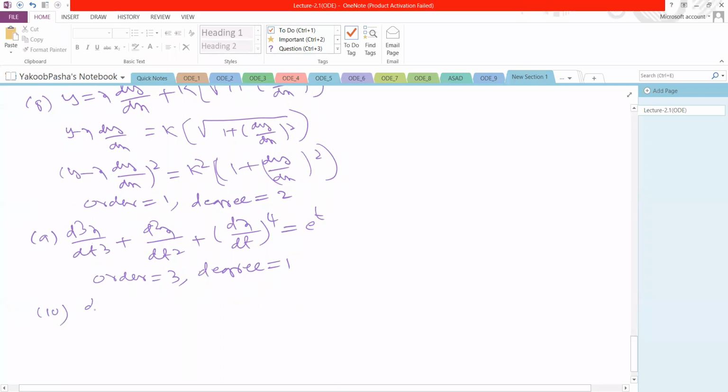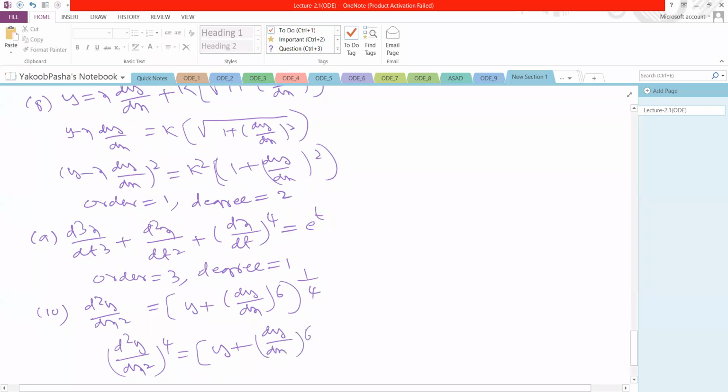d square y by dx square is equal to y plus dy by dx whole power 6, whole to the power of 1 by 4. First, we need to eliminate the fraction 1 by 4. So we can write this equation as d square y by dx square whole power 4 is equal to y plus dy by dx whole power 6. So for this differential equation, the maximum derivative is 2, that is order is 2, and its power is 4, that is degree is equal to 4.